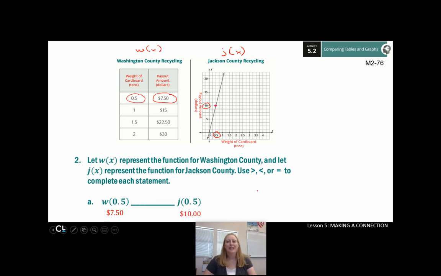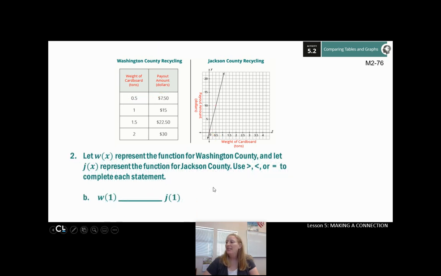So less than, greater than, equal to, that's totally a less than. Washington County is going to give me less for my half a ton of cardboard than Jackson County is. How'd you do on this one? So treat this one the same way. Again, this is my W of x. This is my J of x.